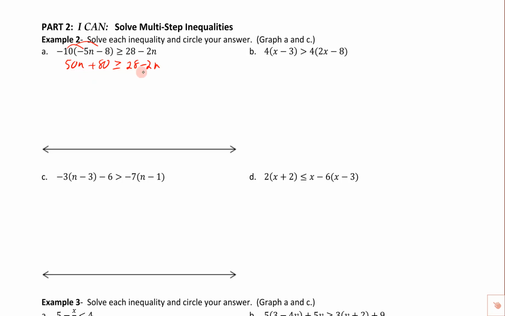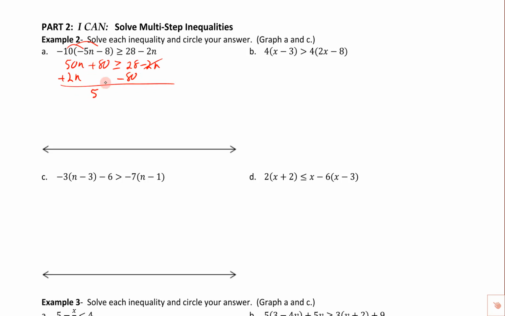We've got a variable on both sides. We're going to move the smallest one. This is the smallest one for sure because it's negative. The other one's positive. So we're going to add 2n to this side. And while I'm getting the 2n over here with the other n term, let's go ahead and move that 80 to the other side. So we're going to subtract 80 on this side.